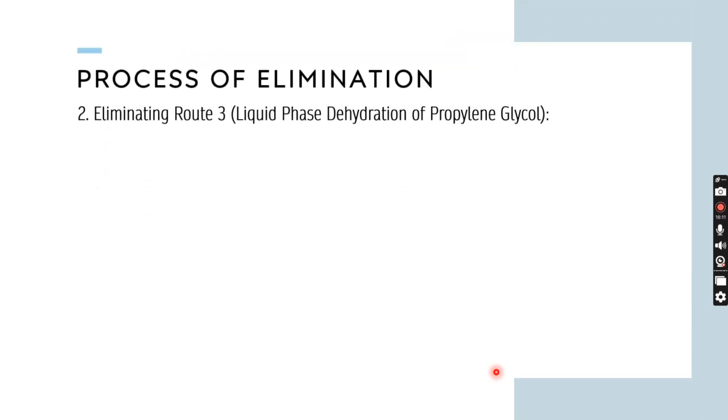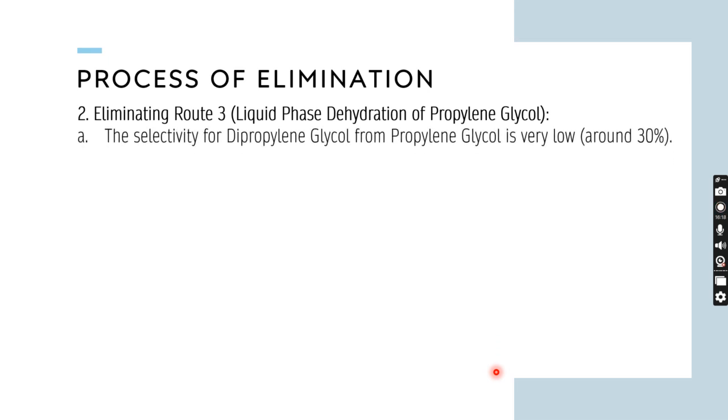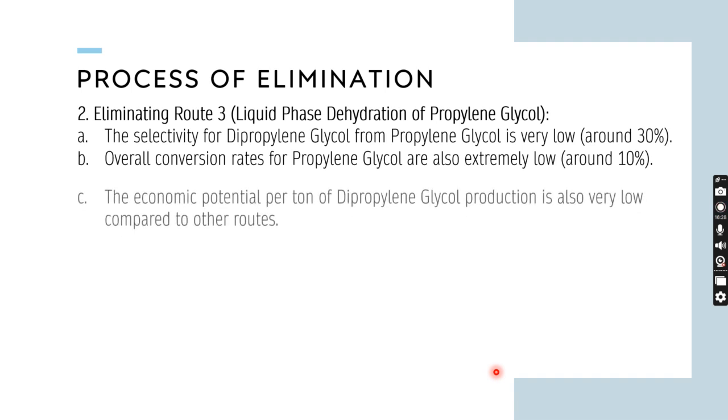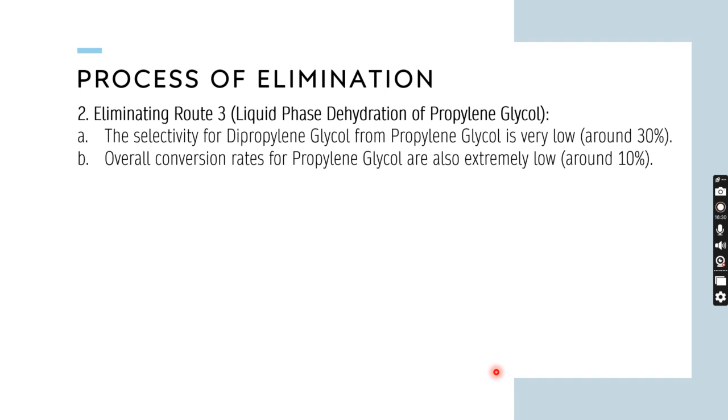Now, second, we are eliminating route 3, liquid phase dehydration of propylene glycol, because the selectivity of dipropylene glycol from propylene glycol is very low, around 30%. Overall conversion rate for propylene glycol is also extremely low, 10%. When conversion is low, what will happen? You are going to pass a lot of raw material again and again, which will increase the size of the reactor.